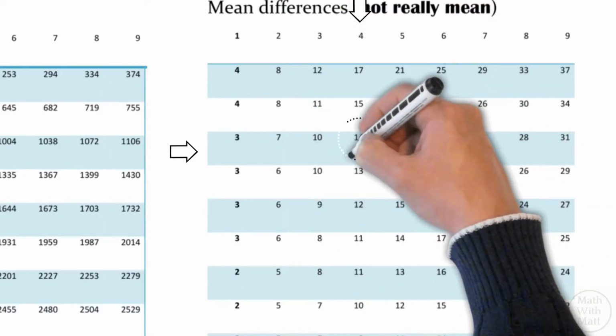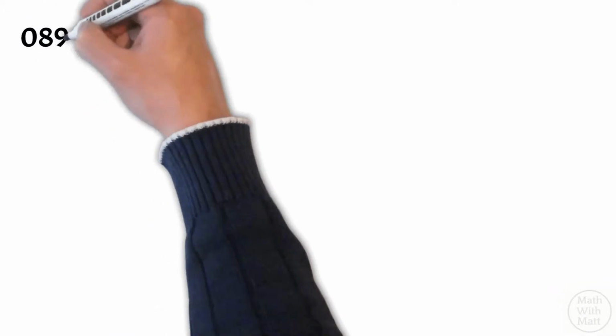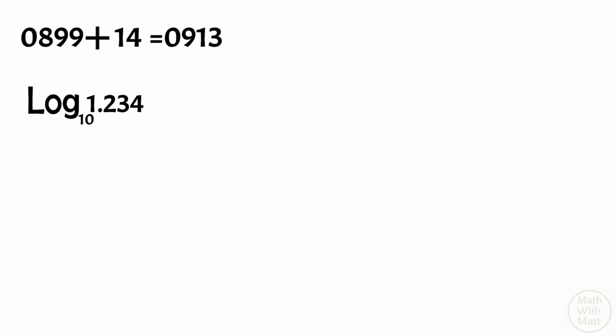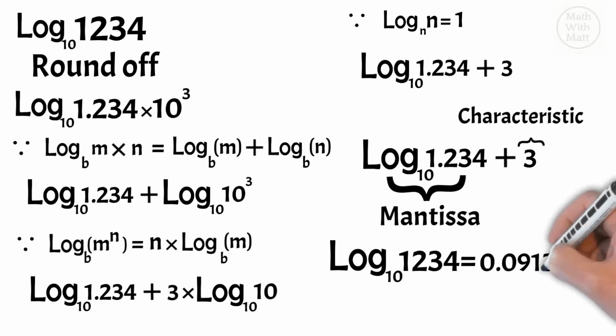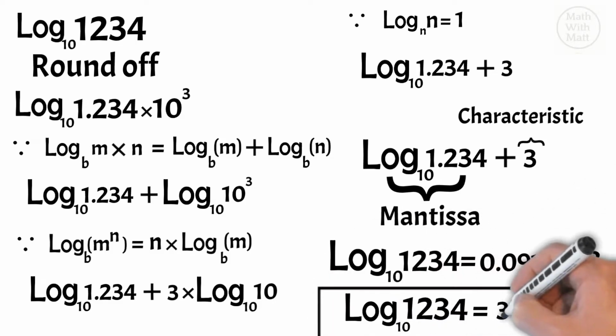And we get 14. What should we do with the mean difference? Simple, we just add it to the value we found in log table. So 0899 plus 14 gives us 0913. And don't forget to add the decimal after the first digit, so we get Mantissa as 0.0913. Finally, we add the Mantissa and characteristic to get log of 1234 as 3.0913.